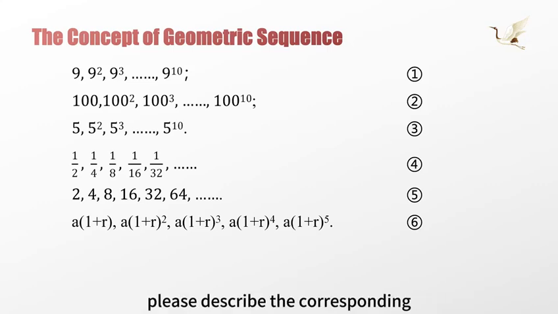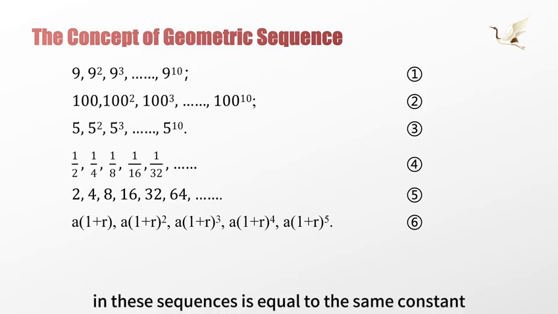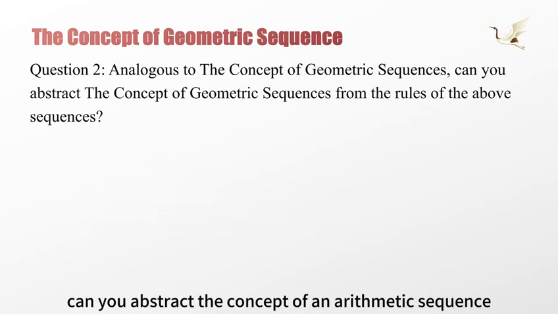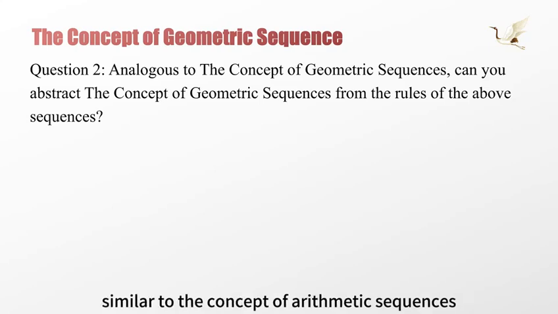Please describe the corresponding rules. Yes, starting from the second term, the ratio of each term to its preceding term in these sequences is equal to the same constant. Can you abstract the concept of a geometric sequence from the patterns of the aforementioned sequences, similar to the concept of arithmetic sequences?